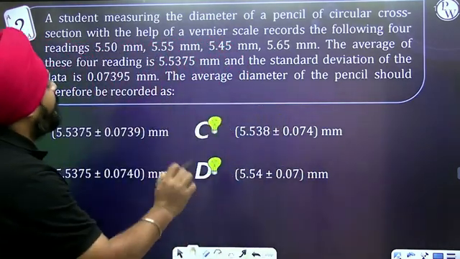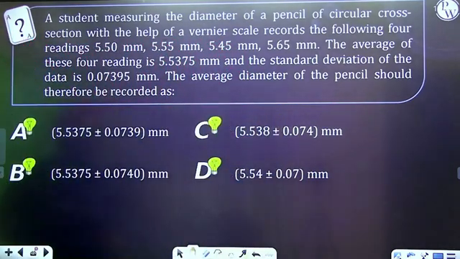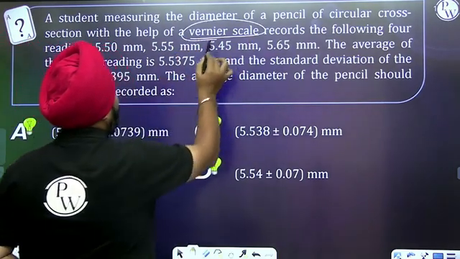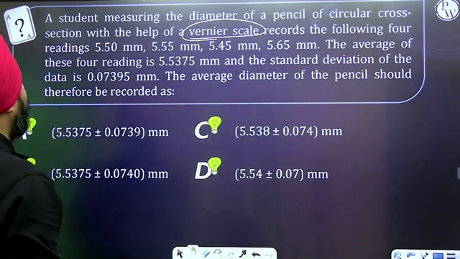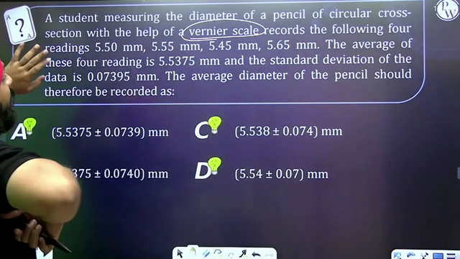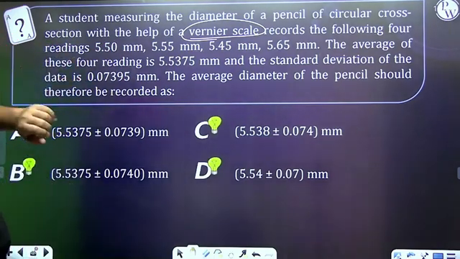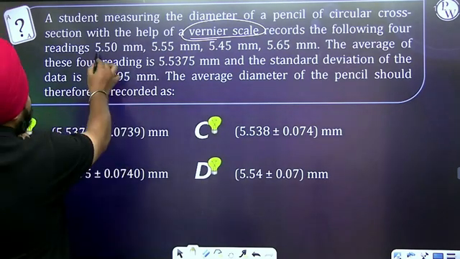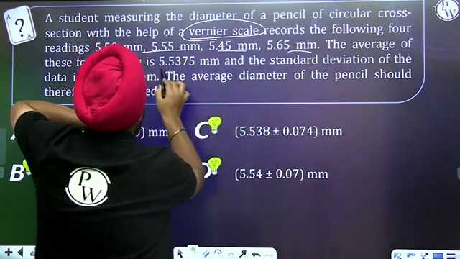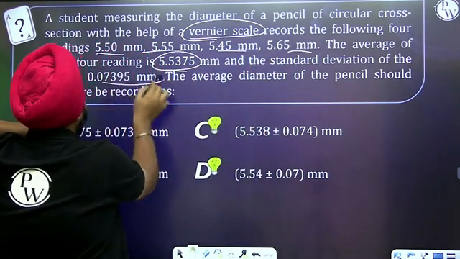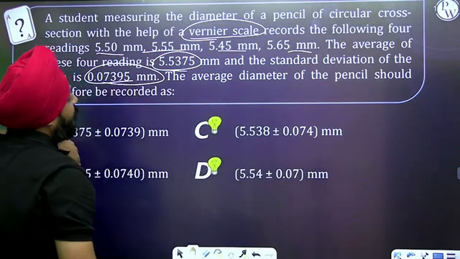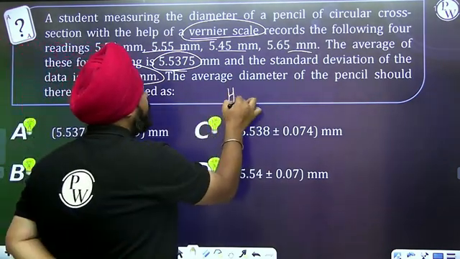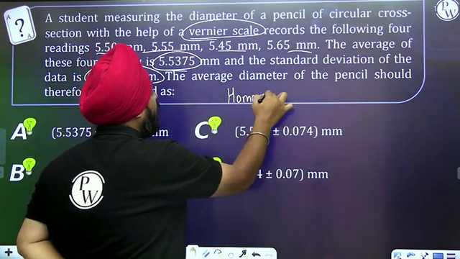A student measured the diameter of the pencil in an experiment using the Vernier scale. I haven't discussed the Vernier scale right now, but we are only interested in the observations. These are the observations. The average value is this and the standard deviation is this. Then the average diameter of the pencil. This is the homework from my side. This is a very simple sum you can do on your own.